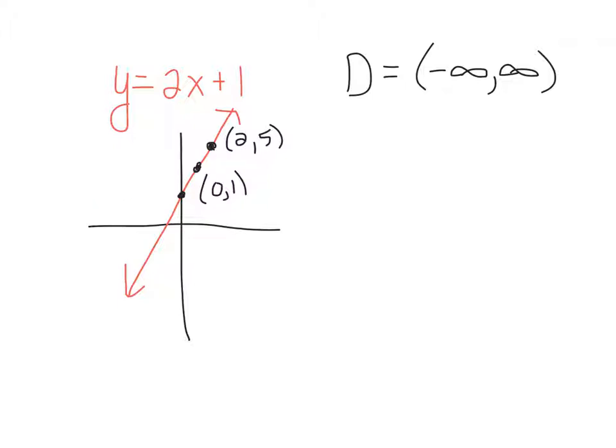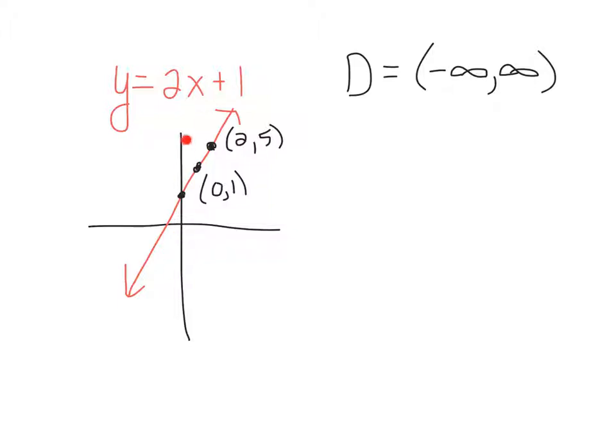So one thing when considering domain, you're looking at the x-coordinates of the graph, you have to consider going left to right. How far to the left does this graph go? Well, it keeps going forever. How far to the right does this graph go? Well, it keeps going up and over forever.